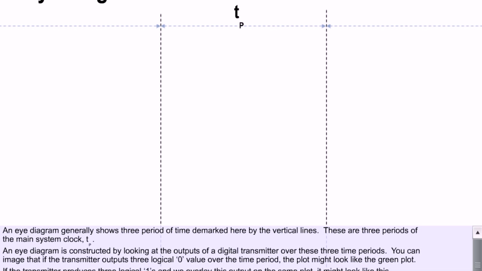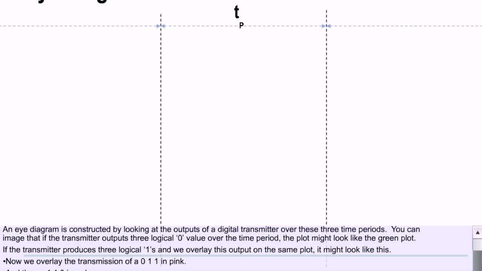An eye diagram generally shows 3 periods of time demarked here by the vertical lines. These are 3 periods of the main system clock TP. An eye diagram is constructed by looking at the output of a digital transmitter over these 3 time periods. You can imagine that if the transmitter output 3 logical 0 values over the time periods, the plot might look like this. If the transmitter produces 3 logical 1s and we overlay this output on the same plot, it might look like this.